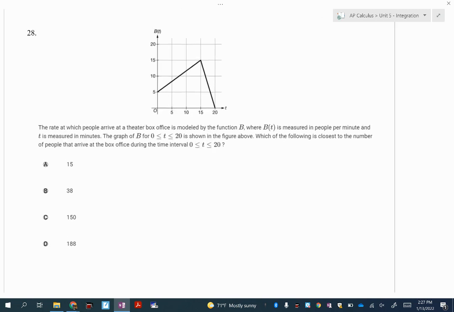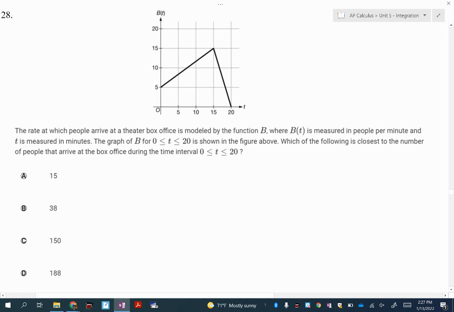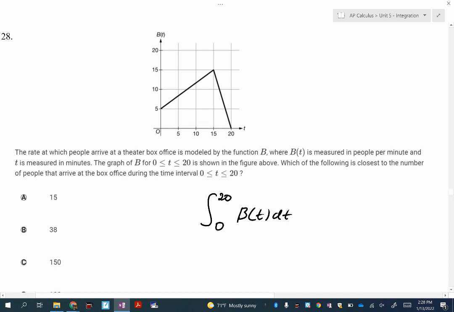So let's try 28. The rate at which people arrive at a theater box office is modeled by this function, going from 0 to 20. It asks which of the following is the closest number of people that arrive at the box office during the time interval 0 to 20? So essentially you're taking the integral from 0 to 20 of your function, and if you do this, you're just finding the area under the curve.